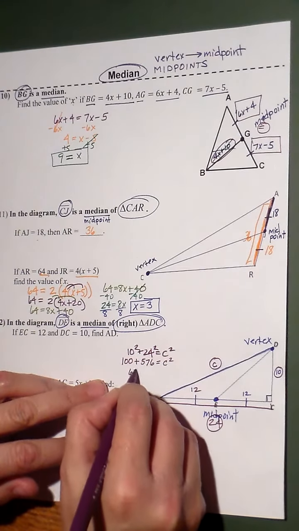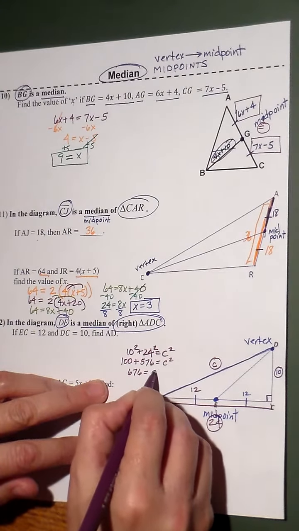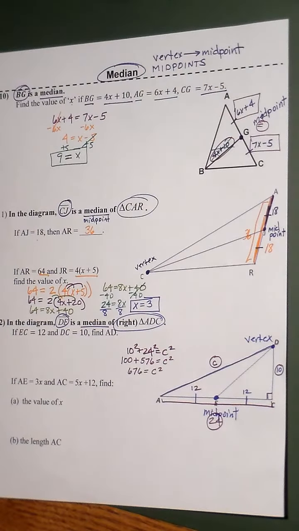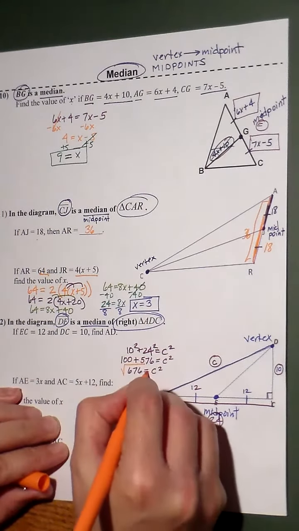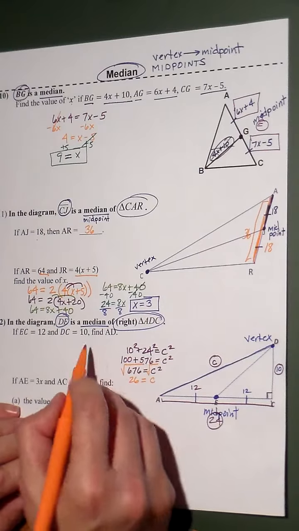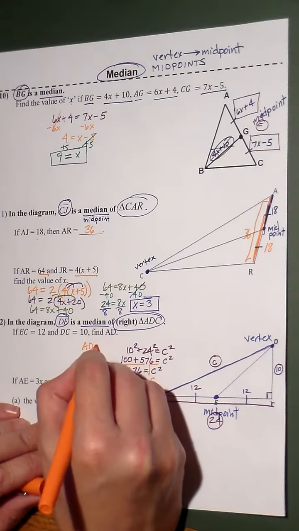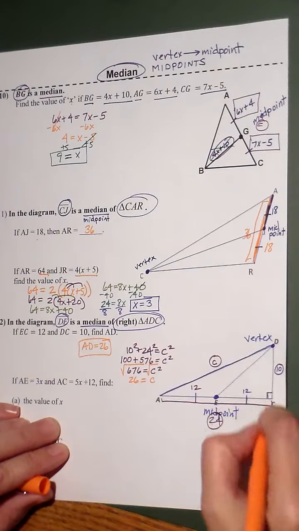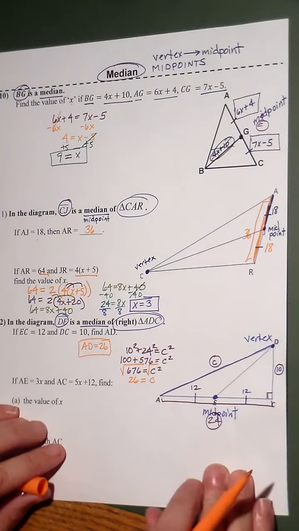So I've got 676 equals c squared. Okay, so you're going to do what to both sides now? What are you going to do to both sides when you have c squared? I don't want c squared. I want c. Okay, so I'm going to take the square root of both sides, and that's just going to give me c, and you come out with 26. So AD would be 26. That's using the Pythagorean theorem. 10 squared plus 24 squared equals c squared.